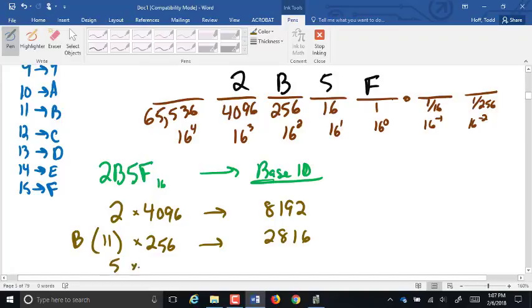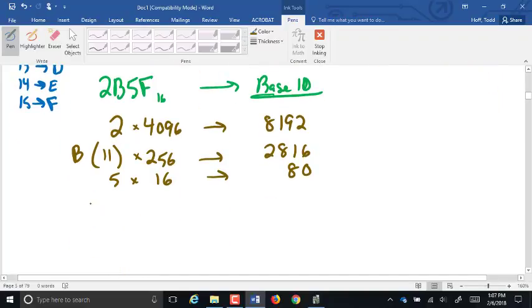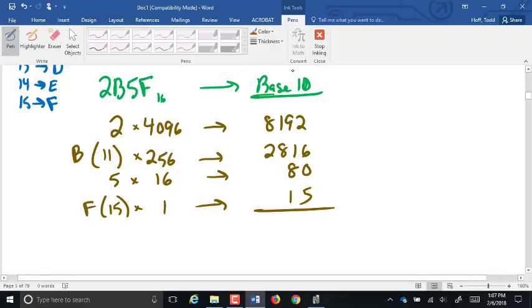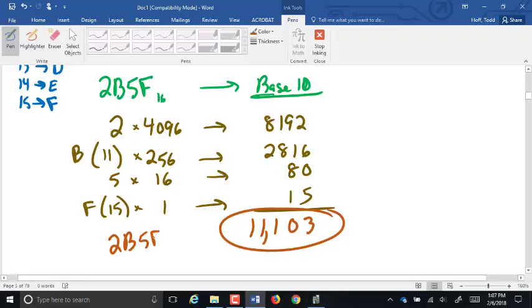5 is in the 16's place, which is 80. And F, which stands for 15, is in the 1's place. So we add those all up. We get 11,103 base 10. So 2B5F hex is equivalent to 11,103 base 10. What do you think? Cool stuff?